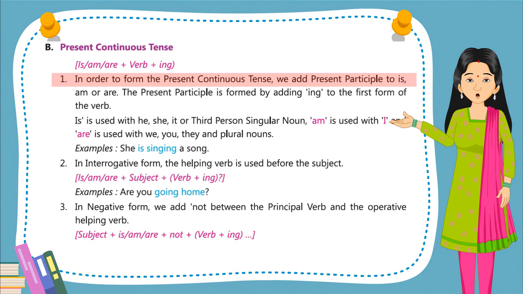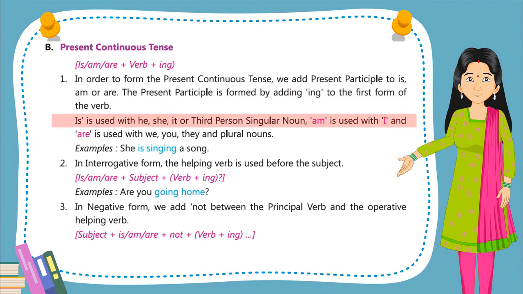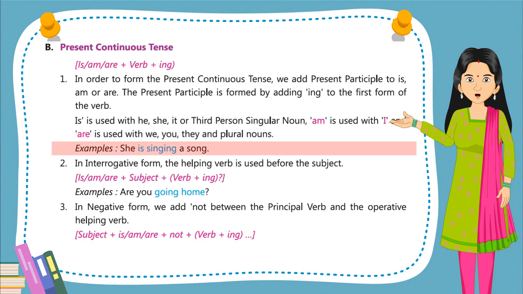1. In order to form the present continuous tense, we add present participle to is, am or are. The present participle is formed by adding ing to the first form of the verb. Is is used with he, she, it or third person singular noun. Am is used with I and are is used with we, you, they and plural nouns. Examples: she is singing a song.